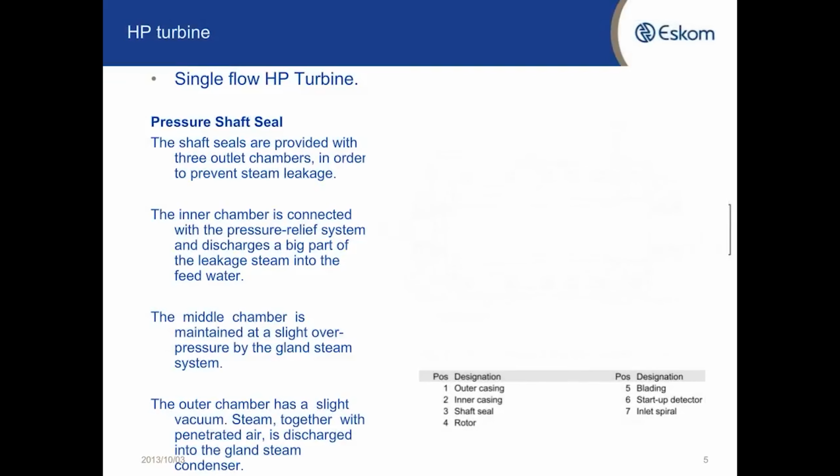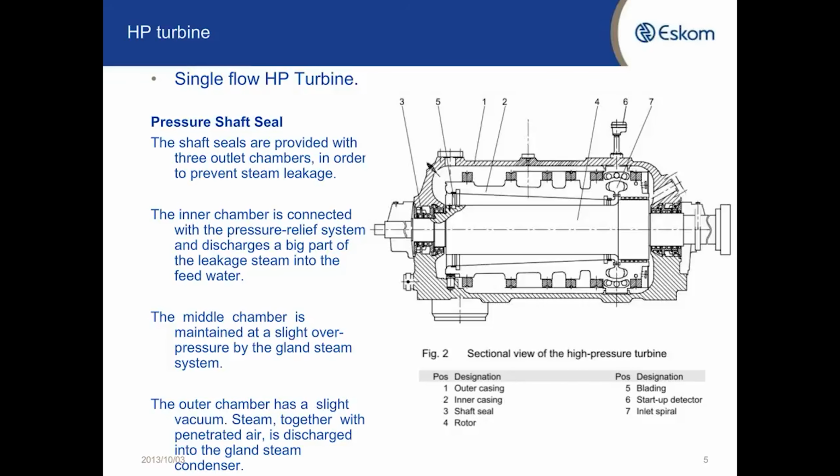Okay, this is a cross section of the HP turbine. As you can see there on the right hand side, number 7, the inlet scroll, and then by the balance piston there's some seals that's leakage on the HP side, and on each side of the turbine you can see there's 3 channels for the gland steam. The next slide will show you exactly how. I just want to explain the pressure shaft seal.